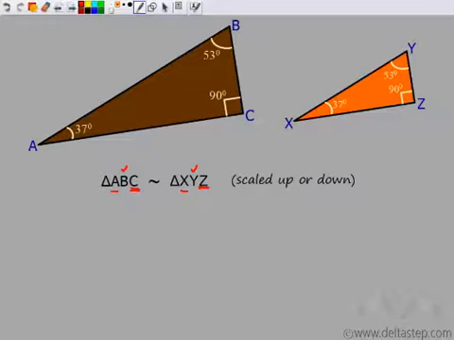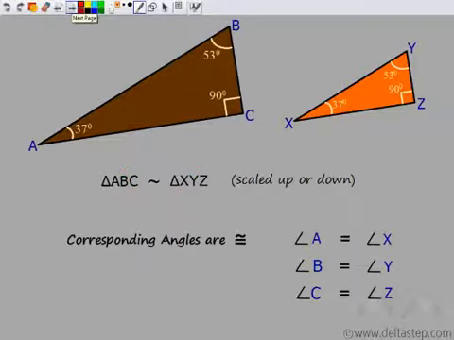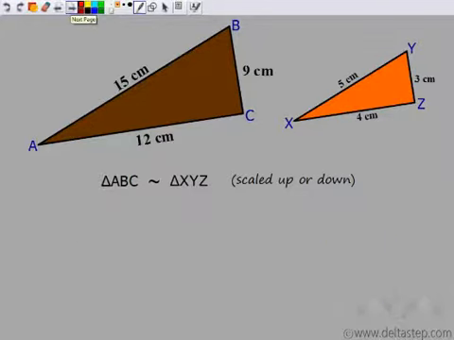So when two triangles are similar, the corresponding angles are also equal, or congruent. So I get A is equal to X, B is equal to Y, and C is equal to Z. So all the three angles are equal. Now, after the angles, what I'm left with is sides. So I measure the sides. Measuring the sides, I find this.